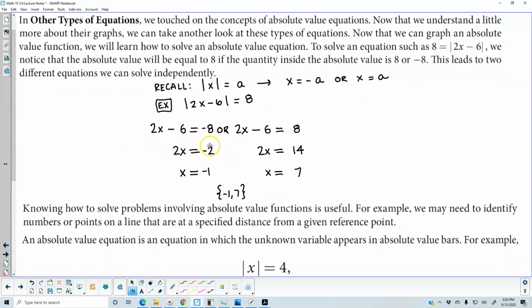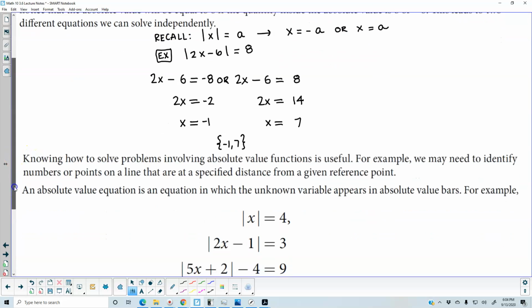So we add 6 to both sides, we get 2x equals negative 2. Divide both sides by 2, and then x is equal to negative 1. On the right side, we add 6 to both sides, we get 14 on the right. Divide both sides by 2, and x is equal to 7. So we have two solutions, negative 1 and 7.